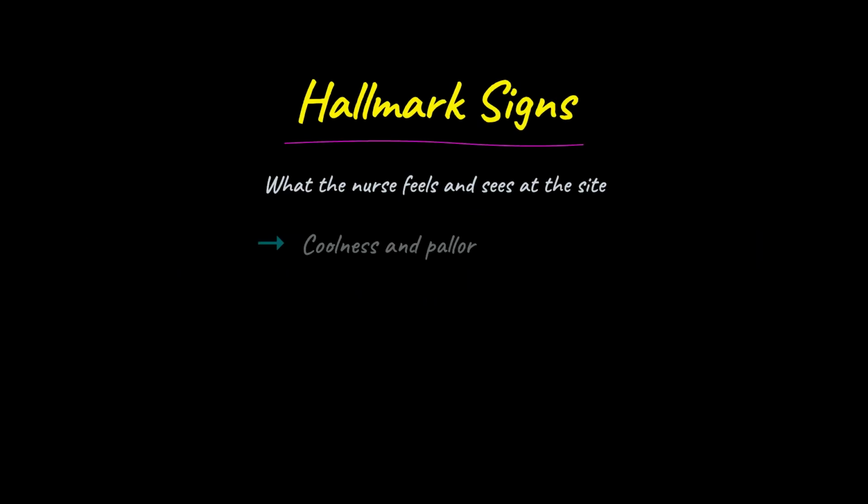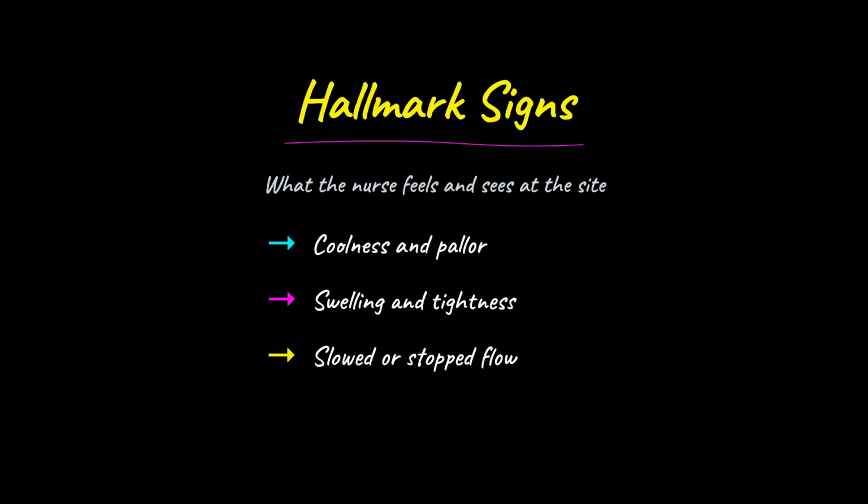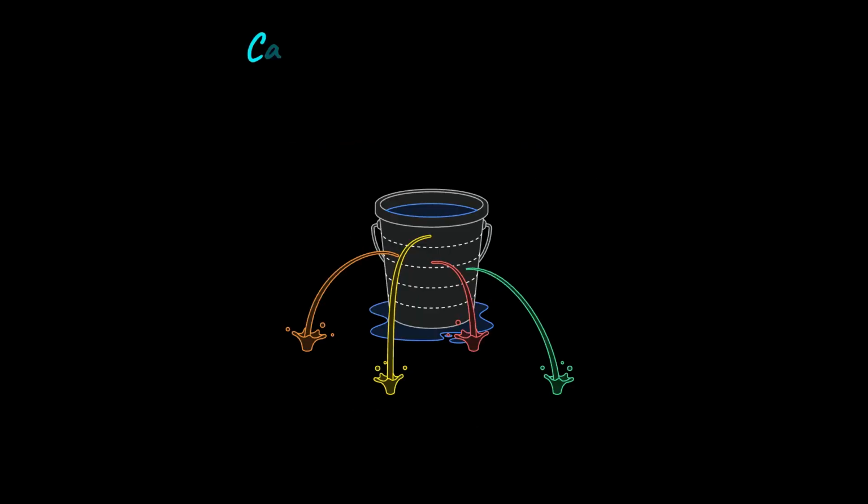Infiltration happens when IV fluid escapes the vein into the surrounding tissue, usually because the catheter tip slips out or the vessel wall weakens. The pump keeps pushing fluid, but instead of entering the bloodstream, it pools under the skin. The hallmark signs are coolness, pallor, swelling, and tightness, along with flow that slows or stops even though the pump is still running. Patients typically describe pressure or aching rather than burning pain.